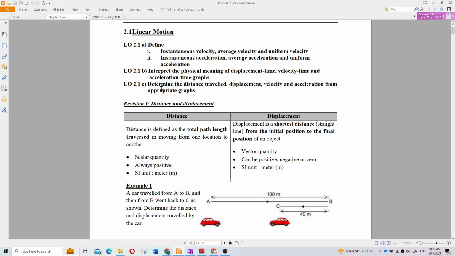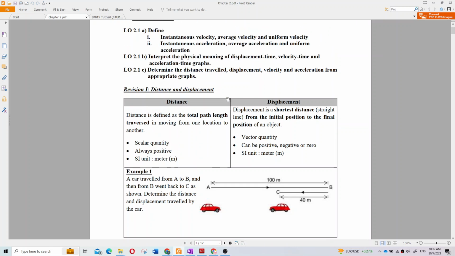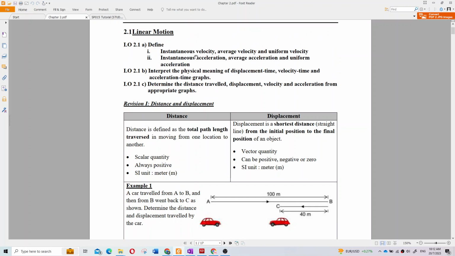And then determine the distance traveled, displacement, velocity, and acceleration from the graphs. So from the displacement graph, velocity graph, acceleration graph, we want to find, let's say, the displacement value, velocity value, and acceleration value from the graph. So how do we do that? We will look at them one by one. Okay, this is the learning outcome that you need to achieve in this chapter.